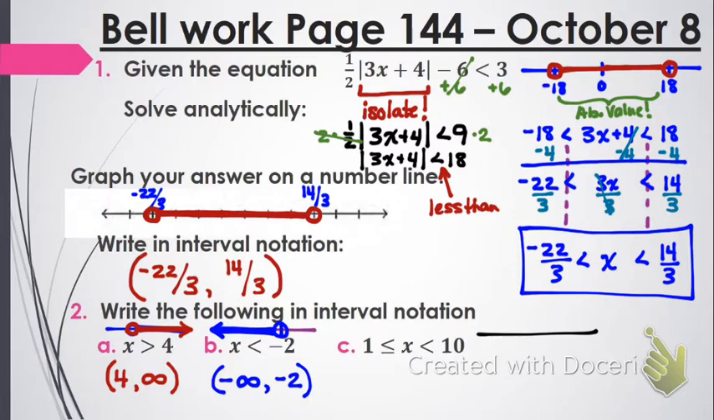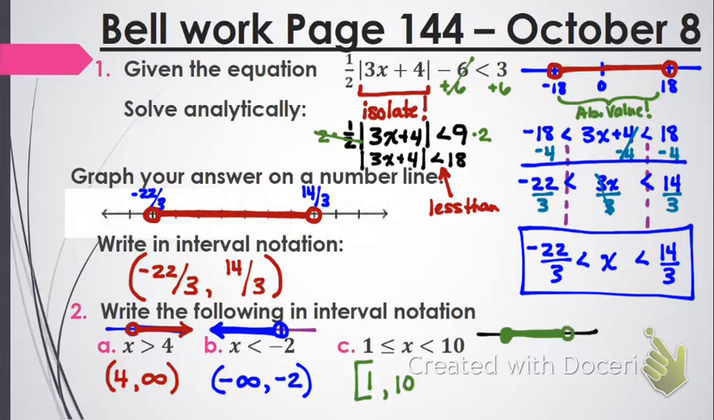What's this going to look like? Bracket at 1, yep. Up until where? How far over does it go? To 10. Open or closed circle when we get to 10?